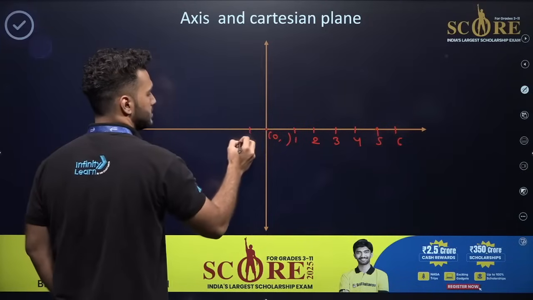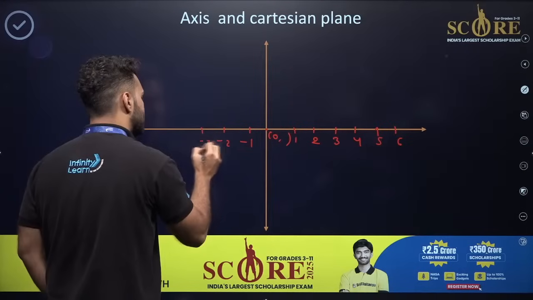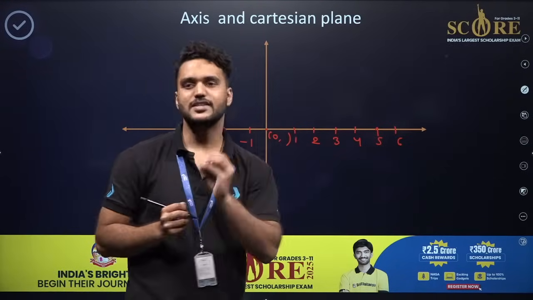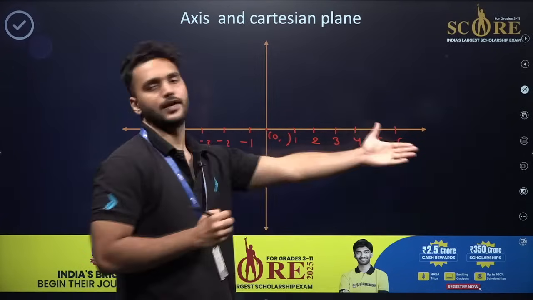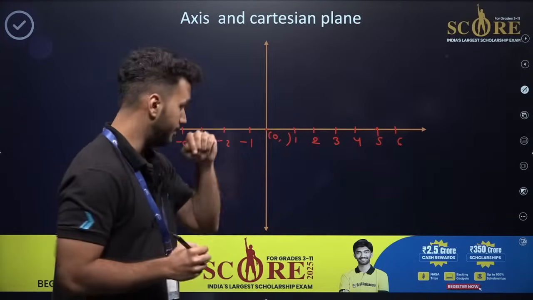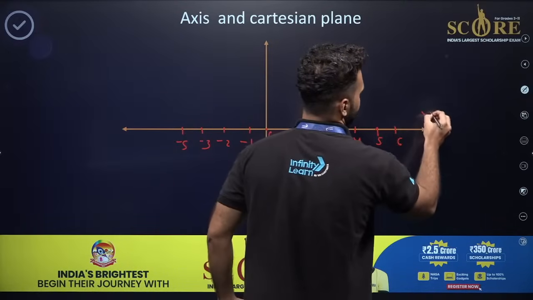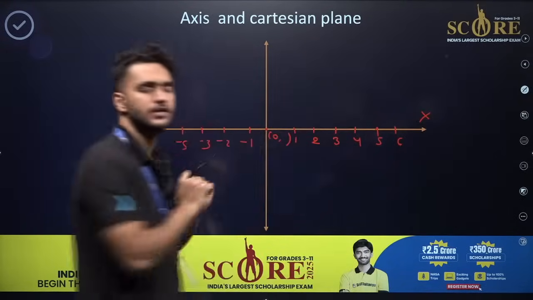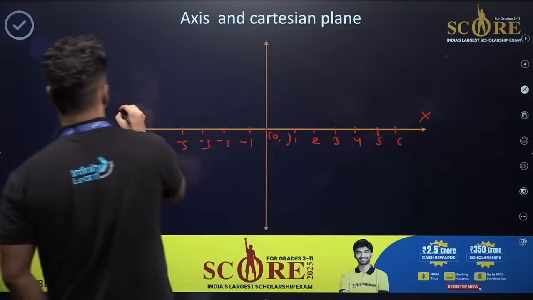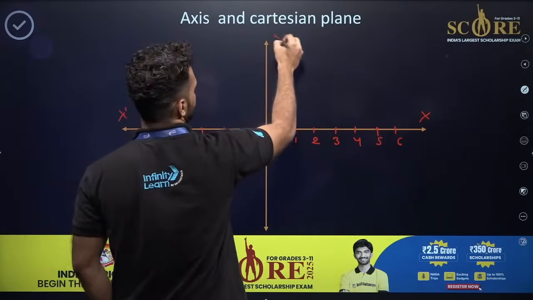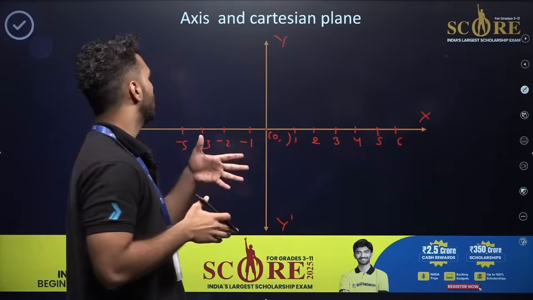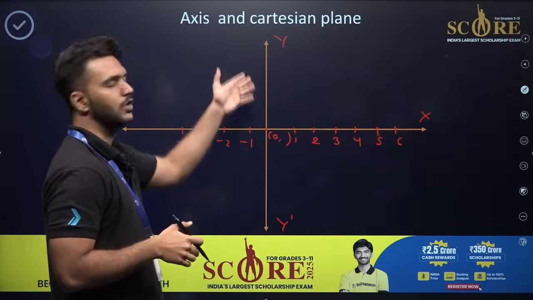And what will you have here? -1, -2, -3, -4. Sir, what about under root 2? Under root 2 will lie somewhere here. Every single real number you can find on this line. This is the real number line. It contains every single real number. Now this whole horizontal line is known as the x-axis, and we call this part x and this part x dash, and this part y and this part y dash, and this vertical line is known as the y-axis.